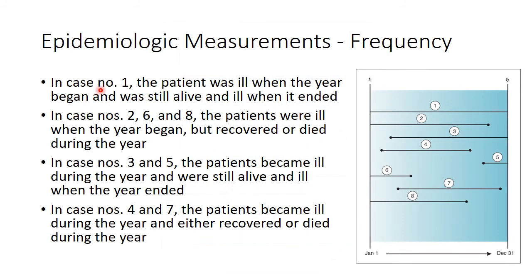So as I mentioned, in case number 1, the patient was ill when the year began and was still alive and ill when it ended. As opposed to cases number 2, 6, and 8, those patients were ill when the year began, the time period started, but they ended up either recovering or dying during that time period. 3 and 5, on the other hand, became ill during the time period, but were still alive and ill when the year ended. That's why they don't have any of those little black endpoints on there. They continued on past the end of the year. And then for 4 and 7, they became ill during the year and either recovered or died during that time period. So you can get a good idea of the different types of beginnings and endings for disease on this table.